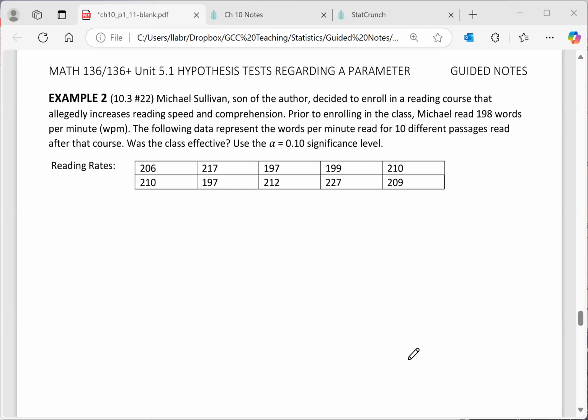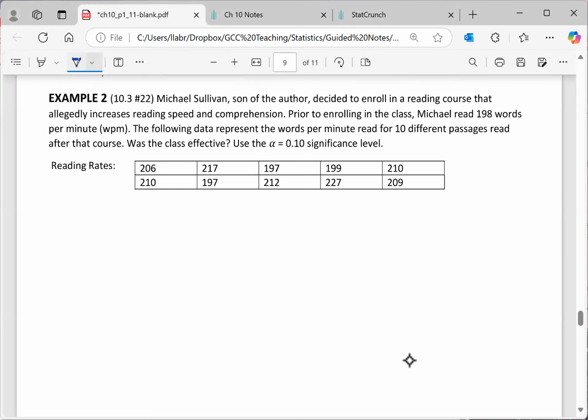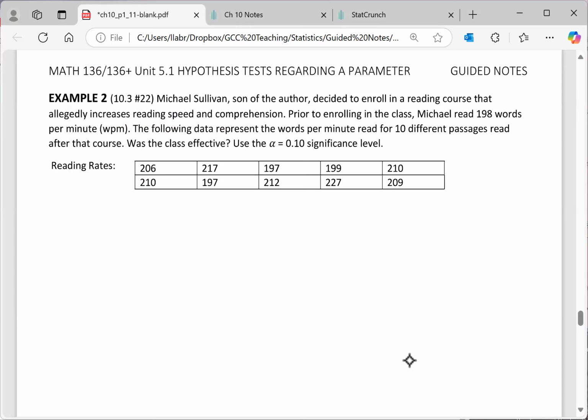And we have a table of data. All right, so they gave us quite a bit. Notice that we're interested in reading speed. And it does take a little bit for us to get into that mode of, okay, what exactly are we talking about here? So let's see. The main question is, was the class effective? So what does it mean if the class is effective? Notice this, it increases reading speed. So is there evidence that the reading speed is higher now?